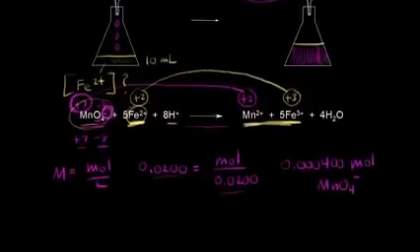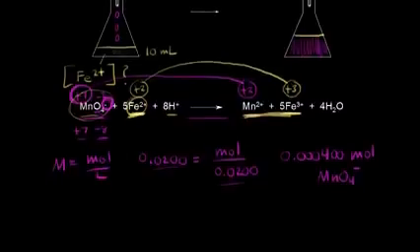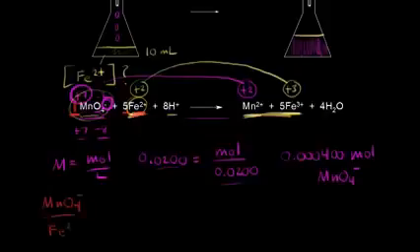All right, next we need to figure out how many moles of iron 2+ that we originally started with. And to do that, we need to use our balanced redox reaction. And we're going to look at the coefficients because the coefficients tell us mole ratios. So the coefficient in front of permanganate is a 1, and the coefficient in front of iron 2+ is a 5. So if we're doing a mole ratio of permanganate to iron 2+, permanganate would be a 1 and iron would be a 5. So we set up a proportion here.